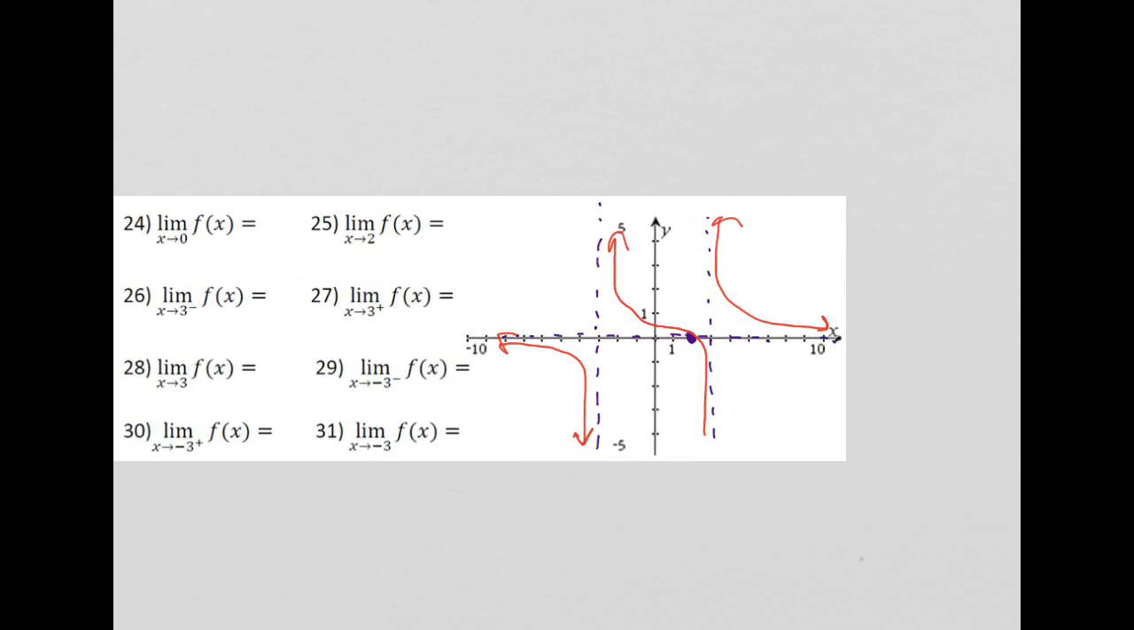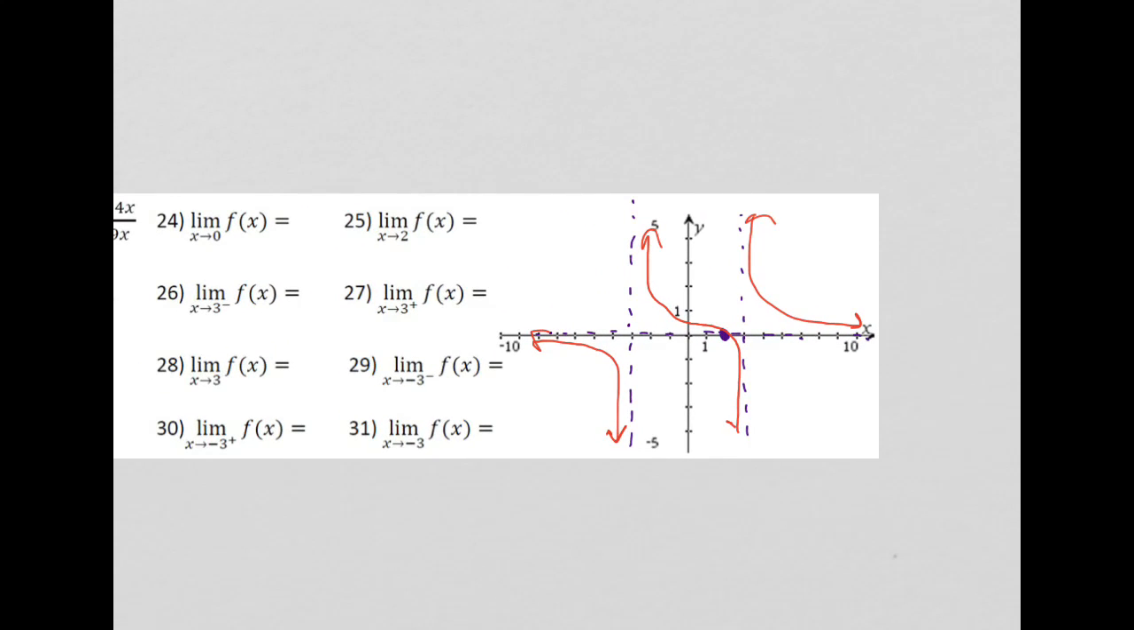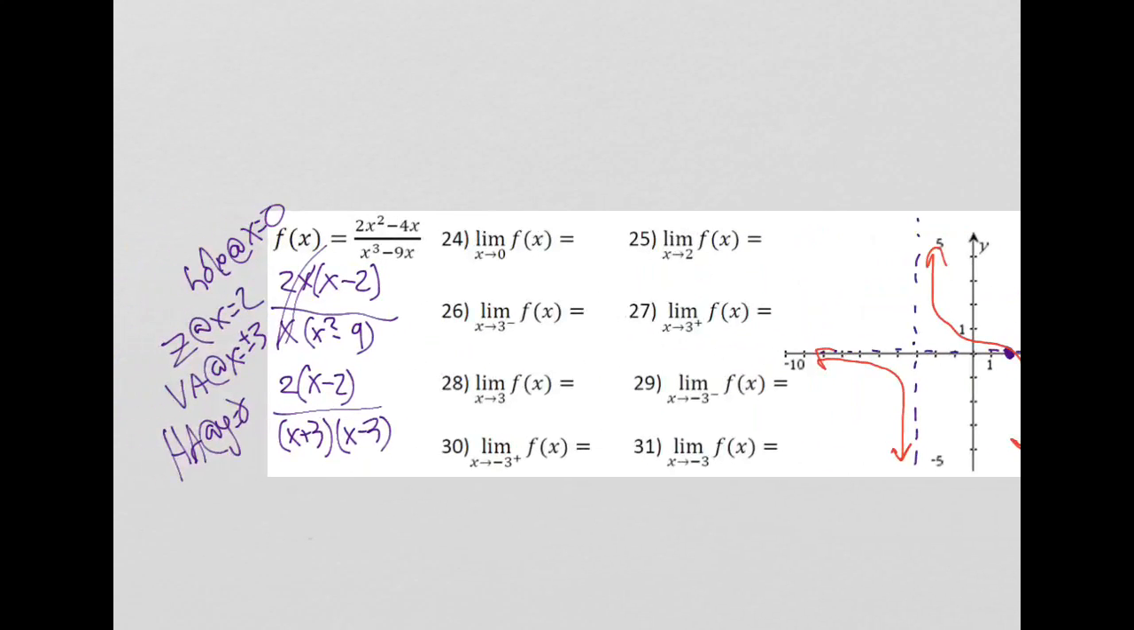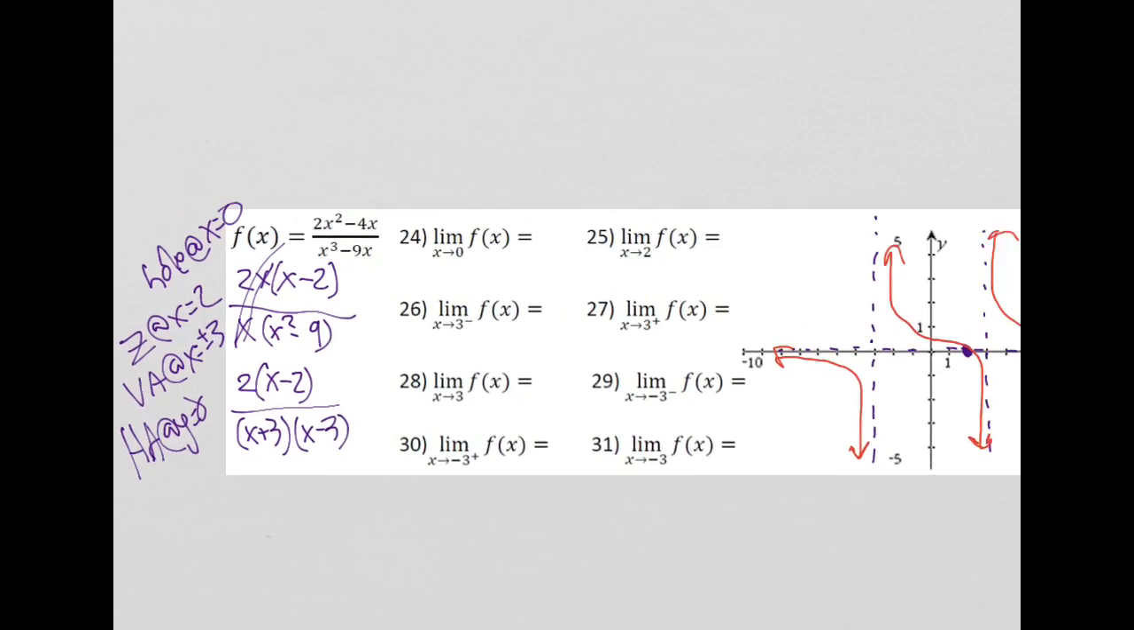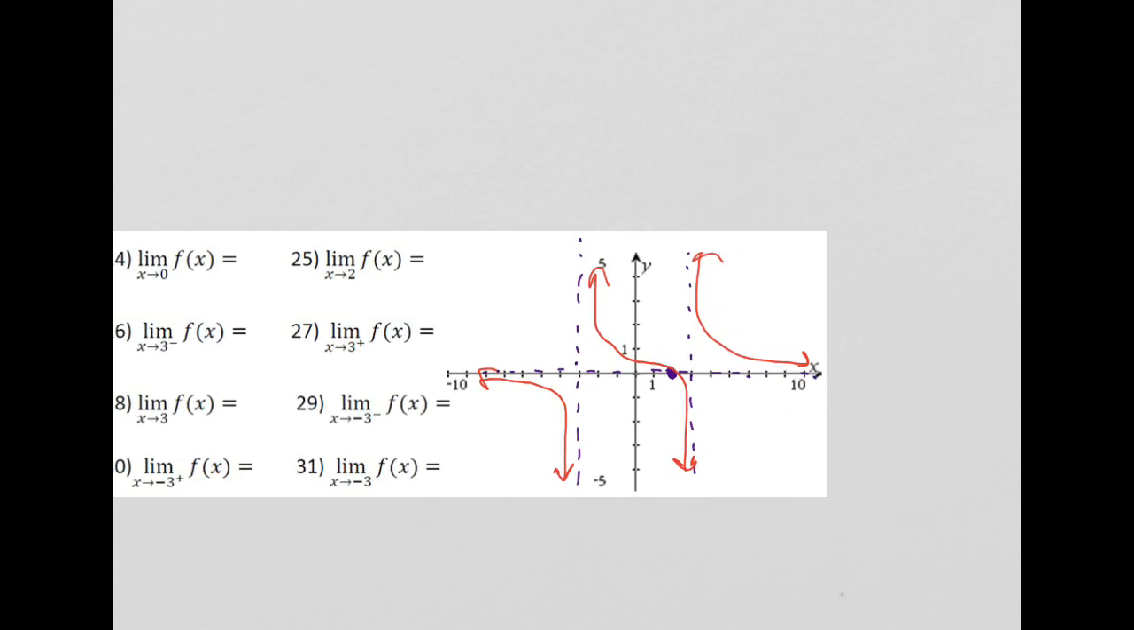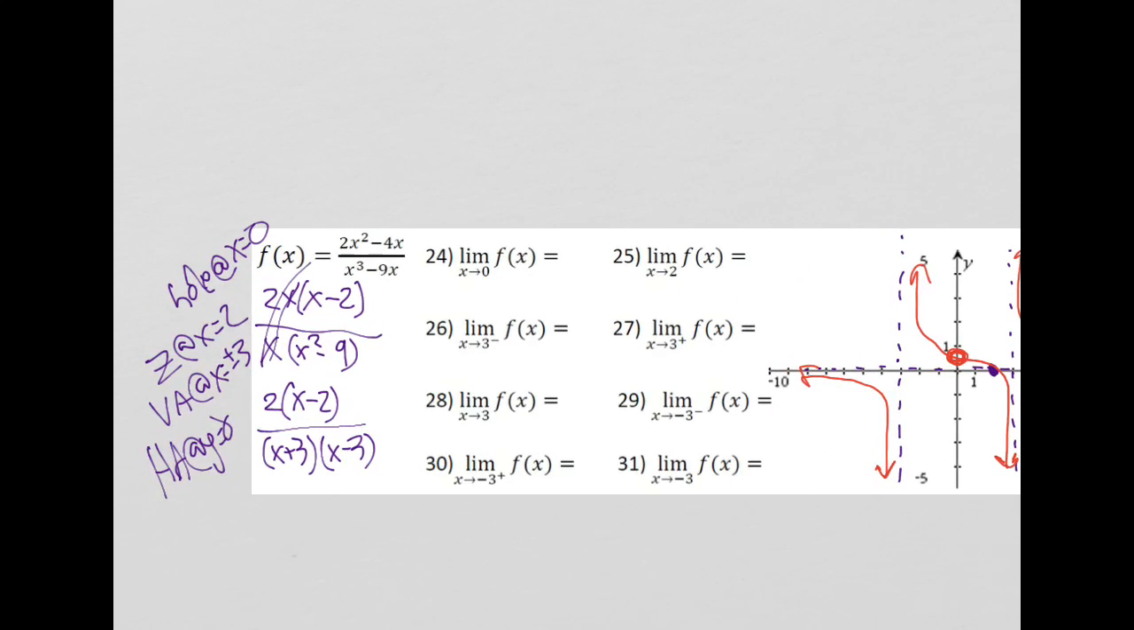And all my tails are going in opposite directions from each other because the multiplicity of my factors in the denominator are both 1. So now let's answer some questions, but remember we have a hole when x is 0, so we have a hole right there.